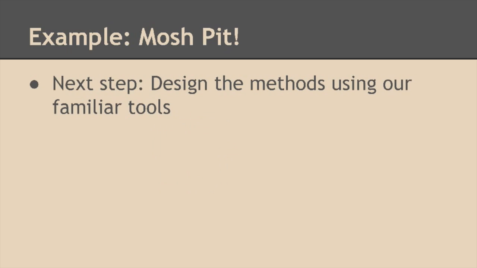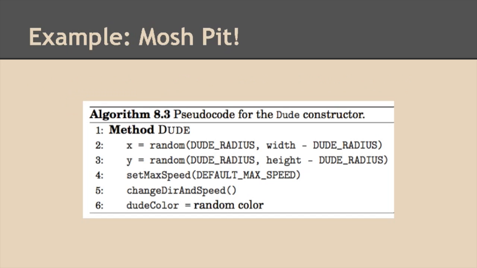Okay, now our next step in the design process will be to design the methods in the class using our familiar tools. That would be pseudocode or maybe even a flowchart if the methods happen to be very simple. So what we're going to do is take a look at two of the methods in the dude class. We will leave the collisions method alone because it's very similar to the collision detection that we had in Solo Pong. You can see that in the textbook. But we will focus on the constructor and then one other method.